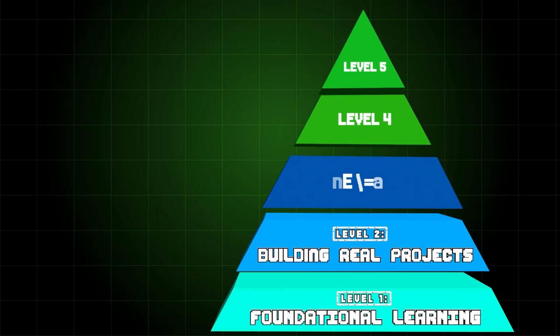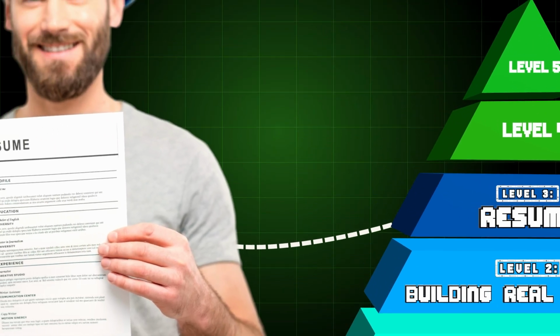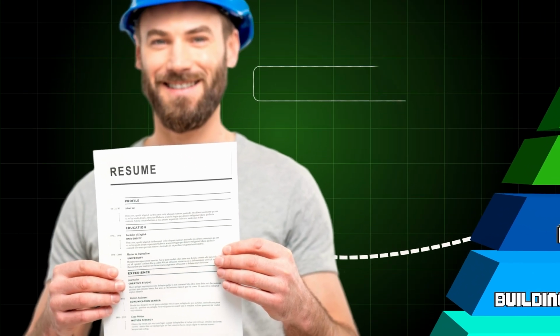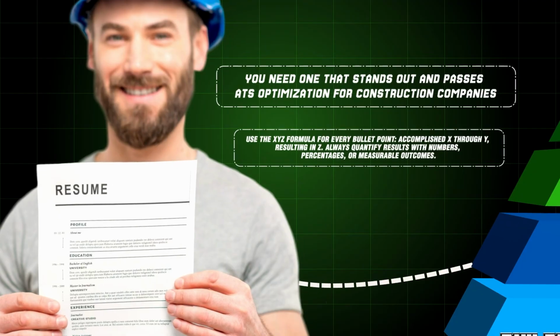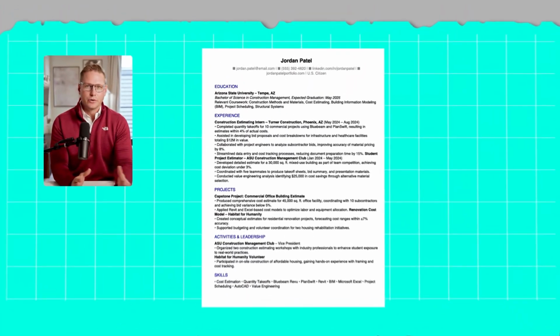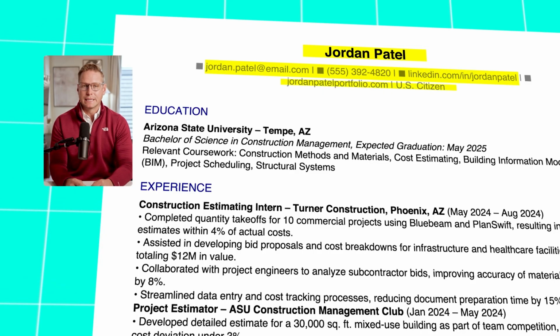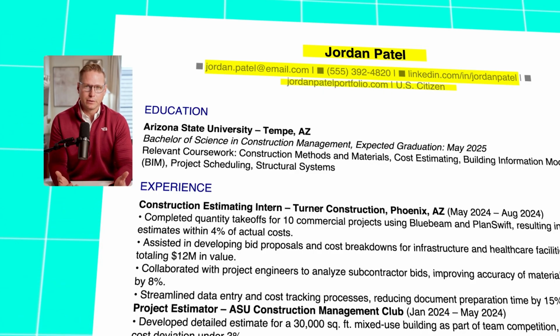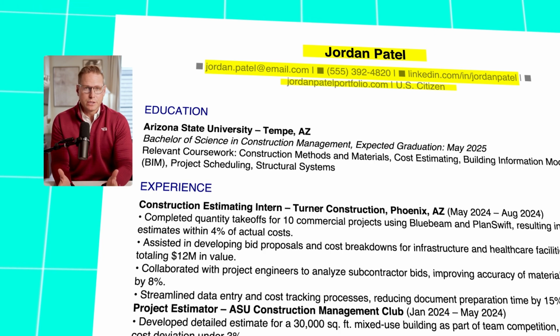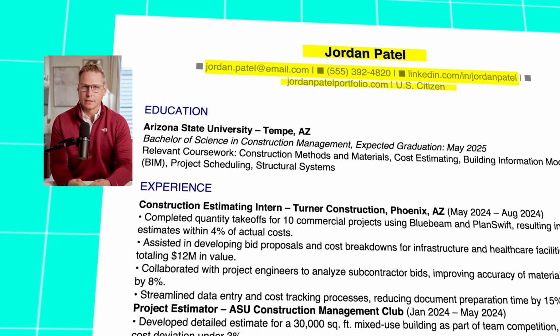Level 3 is your resume, and we're not dealing with an average resume. You need one that stands out and is optimized for construction companies. Use the XYZ formula for every bullet point. Accomplished X through Y resulting in Z. Always quantify results with numbers, percentages, or measurable outcomes. The header, your name should be bold and centered. Include your email, phone, LinkedIn page, and portfolio links. If you're a US citizen with a non-traditional name, mention citizenship status, since companies prefer avoiding sponsorship costs.